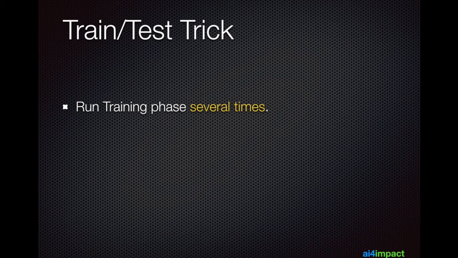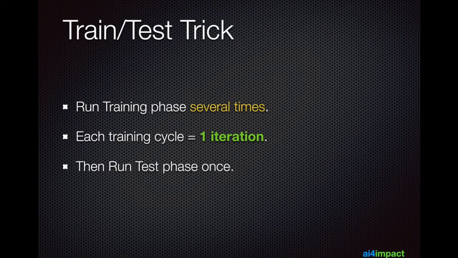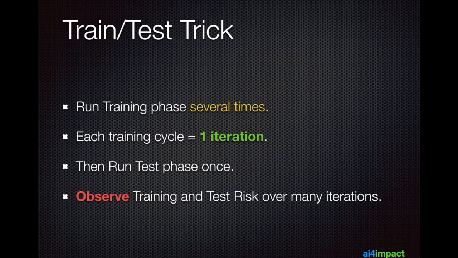We run the training phase several times. Each training cycle is called one iteration. After several iterations, we run the test phase once. We then observe the training and test risk over many iterations. Remember, risk for training and the risk for the test data set are different.